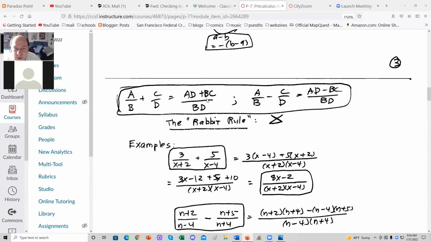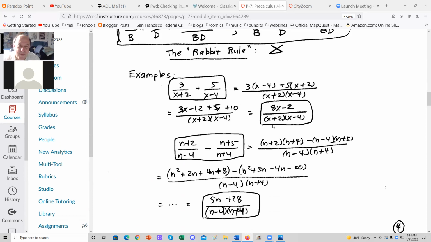So there we go. AD plus BC over BD, or AD minus BC over BD. So for example, 3 over x plus 2 plus 5 over x minus 4. Okay, rabbit rule. 3 times x minus 4 here plus 5 times x plus 2 here, all over, multiply the denominators, x plus 2 times x minus 4.